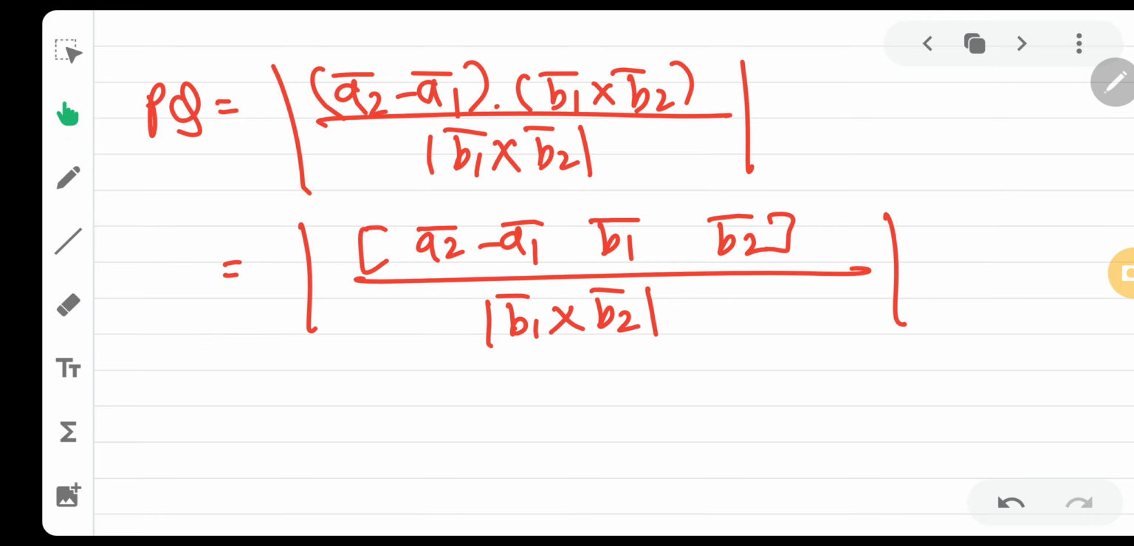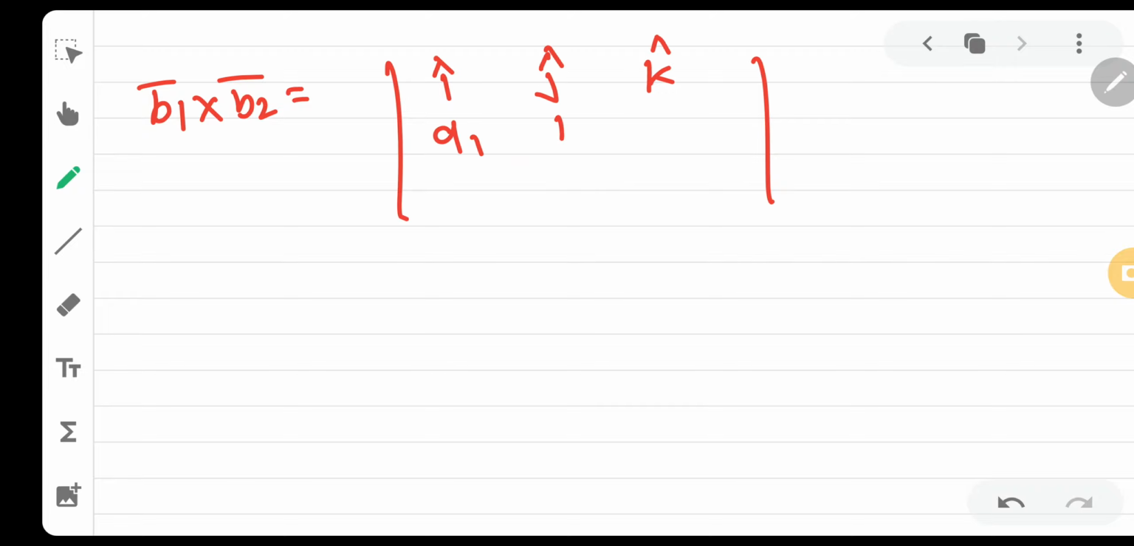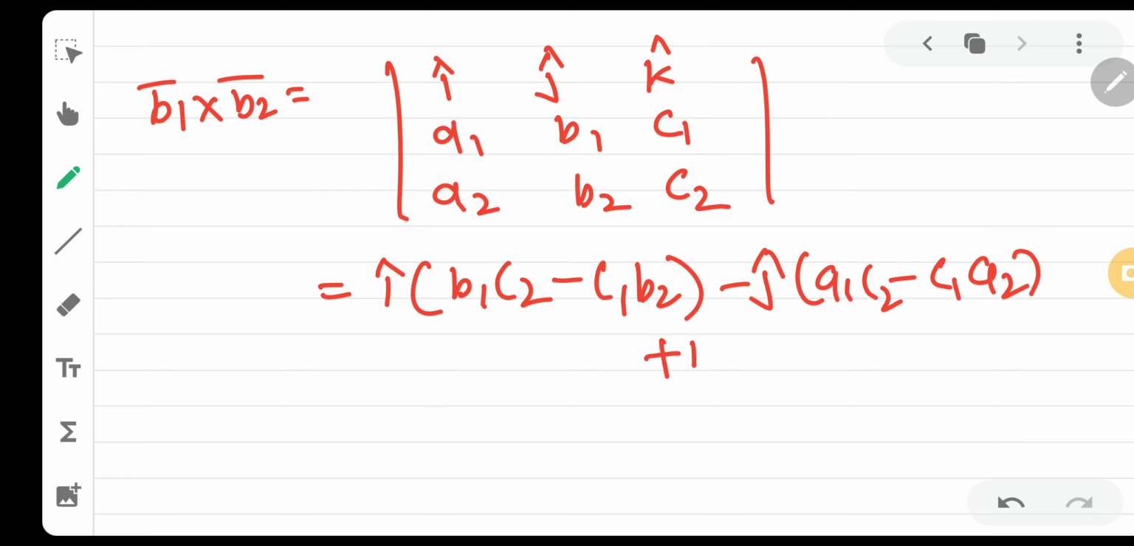Now we have to find out the denominator. Denominator calculation is also very simple. b1 bar cross b2 bar would be equal to the determinant with i, j, k, then b1 has a1, b1, c1 as its direction ratios, and b2 has a2, b2, c2 as its direction ratios. If you solve this out, it will be i cap (b1 c2 minus c1 b2) minus j cap (a1 c2 minus c1 a2) plus k cap (a1 b2 minus b1 a2). That is your b1 bar cross b2 bar.